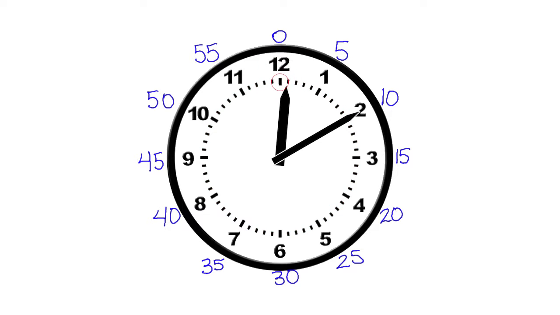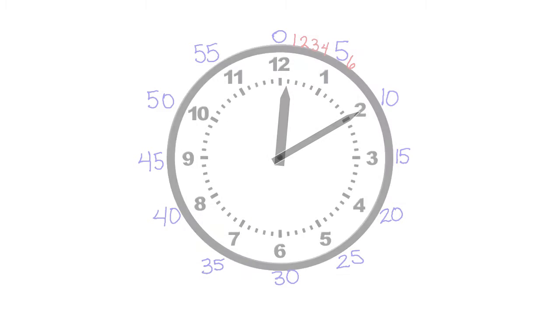If this represents 0 minutes, then I would label this 1, 2, 3, 4, and the 5 minutes is already labeled. So what would the tick mark after the 5 be? A 6. I could label all the way around the clock, but that's not necessary. As long as we understand that each tick mark is counting up by 1 minute, we can find the time to the nearest minute anywhere on the clock.